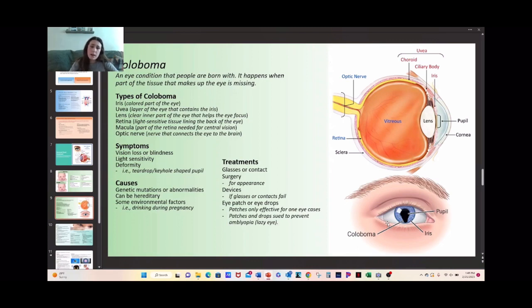Devices can be used if glasses or contacts fail. Eye patches or eye drops can be effective. Patches are really only effective if the patient only has coloboma in one eye. As I mentioned earlier, one of the symptoms is light sensitivity. So if a patient is experiencing that symptom, an eye patch can help filter out that light. Patches and drops are both used to prevent amblyopia, which is also known as lazy eye.